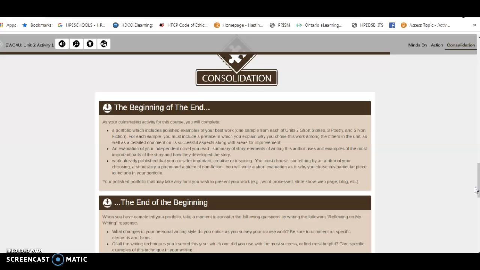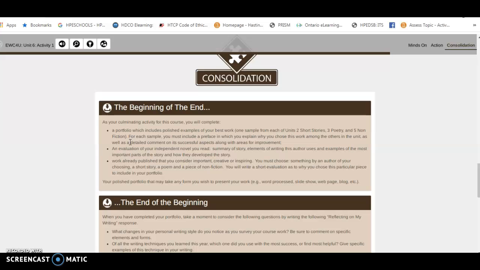As we scroll down to the bottom of Unit 6, Activity 1, here is an outline of the 3 things that are going to go into your portfolio. First of all, a portfolio can be in whatever format you would like to present it in. It can be a Word document, a Google document, or a slideshow. You could create a website or a blog that contains all of these components, and it is up to you to decide what is the best way to demonstrate and display your work.